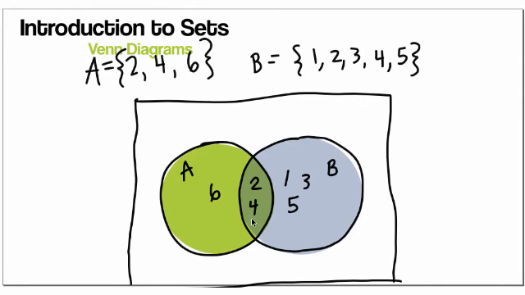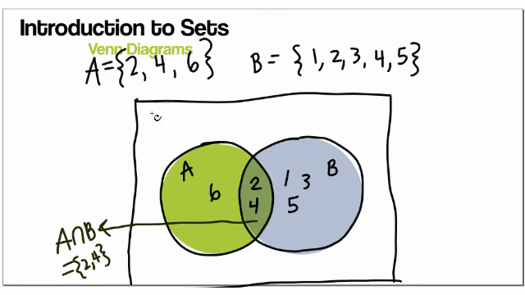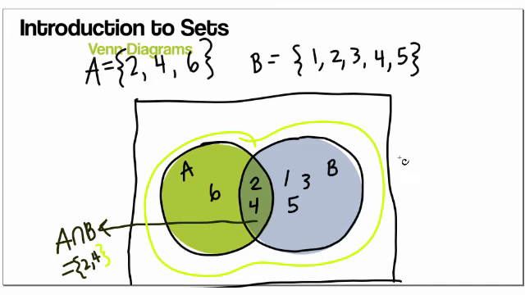The overlapping color, the darker green color, represents numbers that are in both sets, and earlier we described this as the intersection between two sets. The intersection of A and B for these sets is 2 and 4, and that's represented here in the Venn diagram. Now the union is basically the whole colored region. That would be all the numbers 1, 2, 3, 4, 5, and 6.